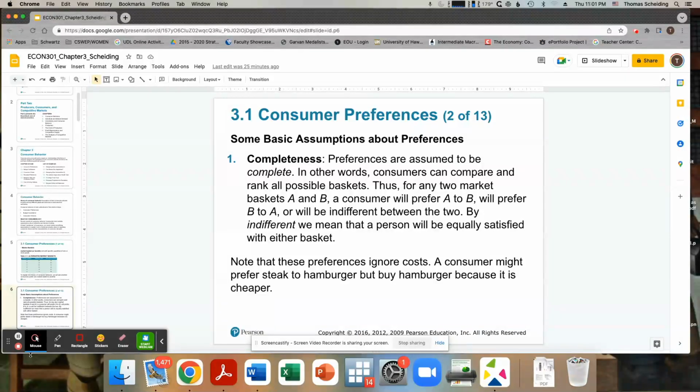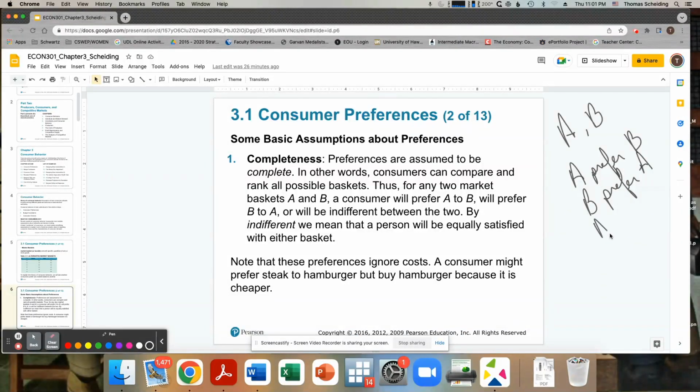Basically, what this means is that there is some relationship between every bundle. And there's only 3 types of relationships that exist. Let's say there's only 2 bundles here, A and B. It has to be then that either A is preferred to B, B is preferred to A, or A is indifferent to B. Those are the only 3 relationships that exist.